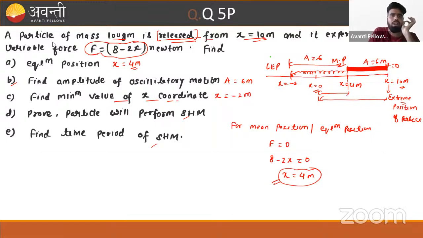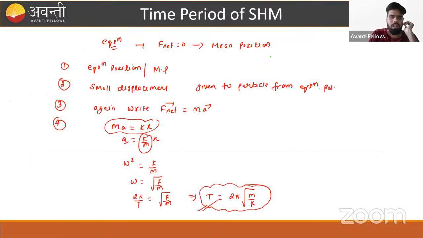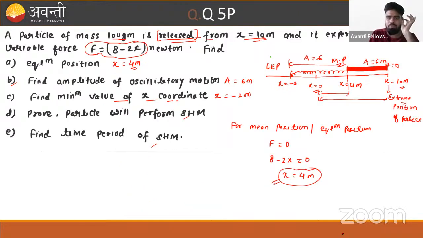Yes or no, beta? And the next task: prove that the particle will perform SHM. Then what do we have to see? We have to follow the given steps in the previous slide. Sir, the equilibrium position we already got. A small displacement we have to give. Okay, this is our next task. What is our equilibrium position? That is x equal to 4 meter. So we have to displace slightly in either direction.